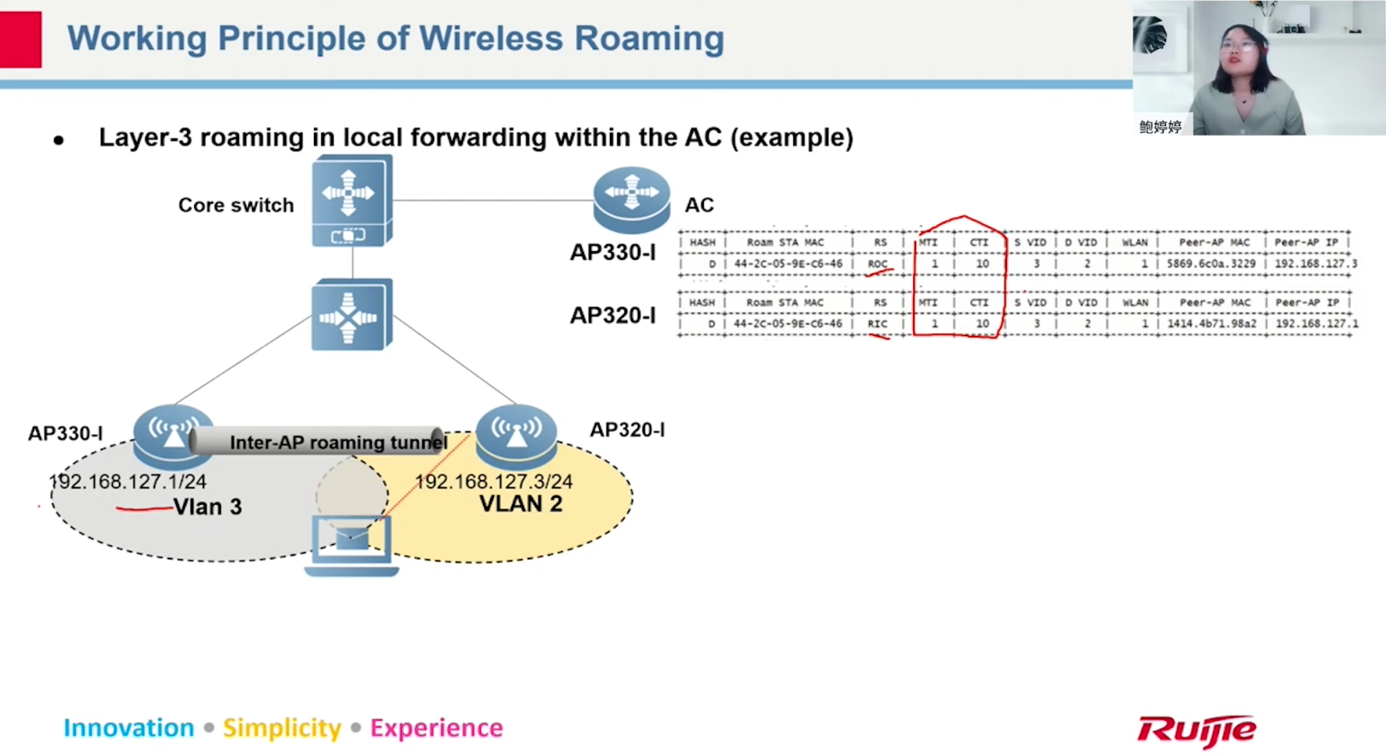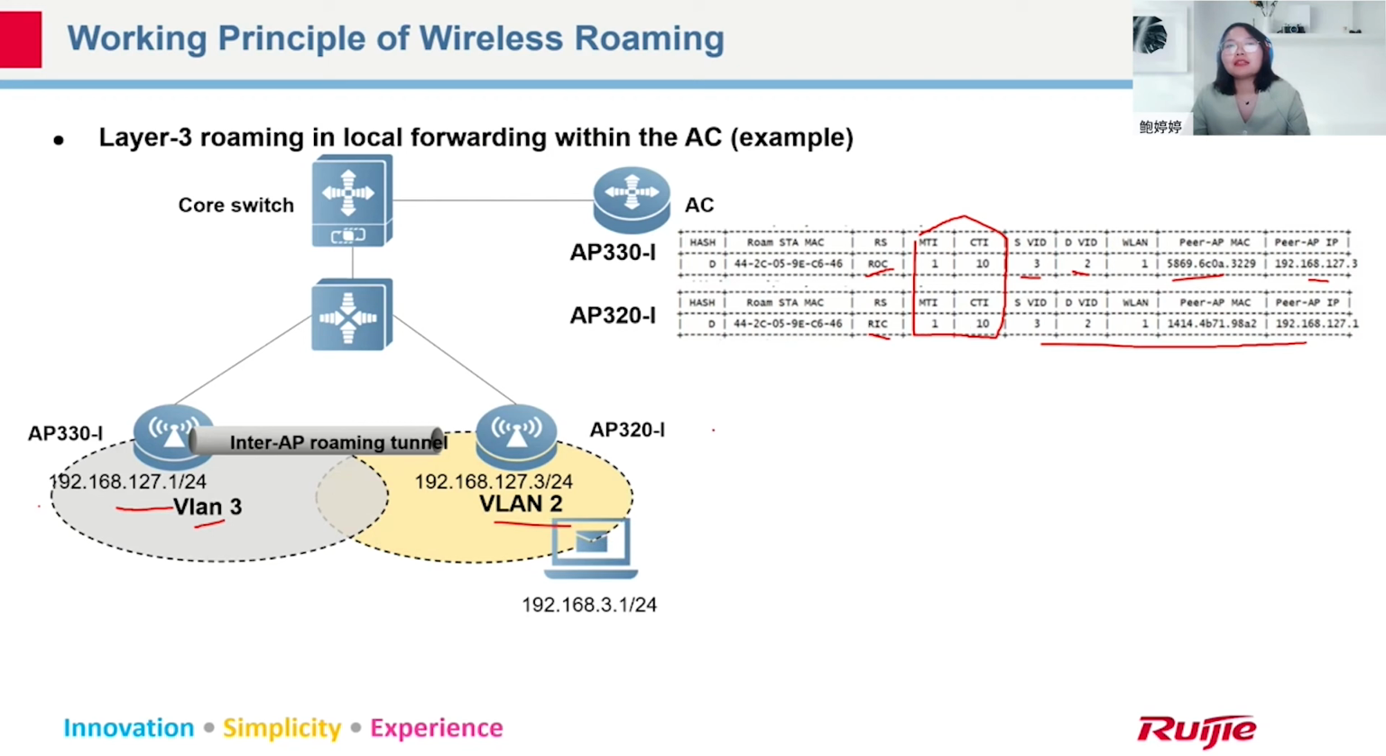the message. The source VLAN ID is 3, destination VLAN ID is 2. This is the information of the 330 because the source is VLAN 3, destination is VLAN 2. And the WLAN ID is 1. This is a configuration we add on the AP. And the peer MAC address and peer IP address, this is the information of the 320. And here is the part information in the AP320 about the AP330. So after we establish this tunnel on two APs, we can see the roaming table information.